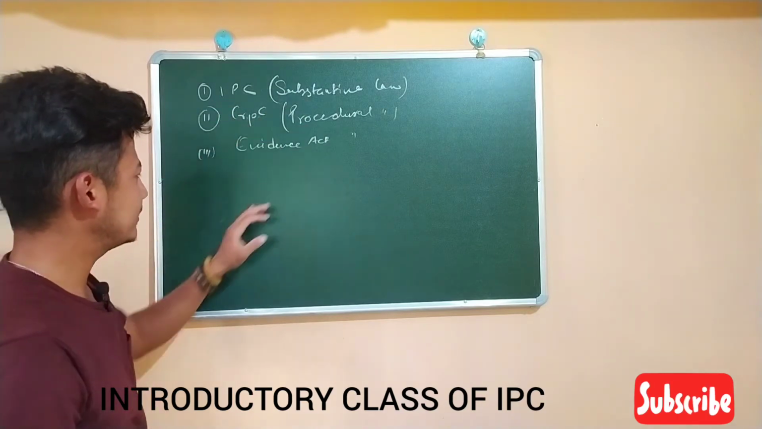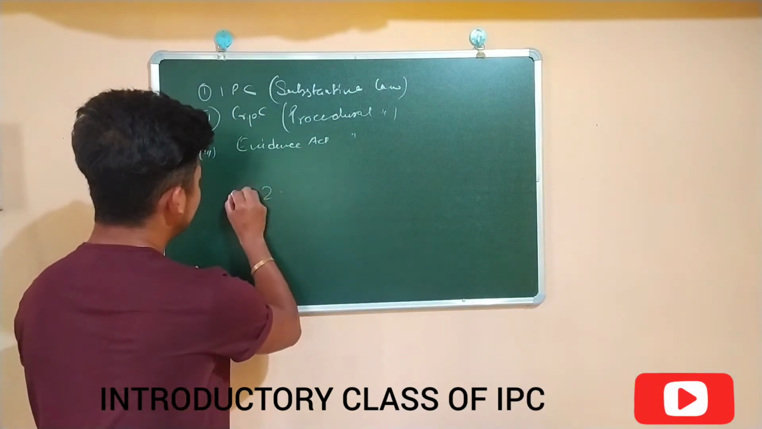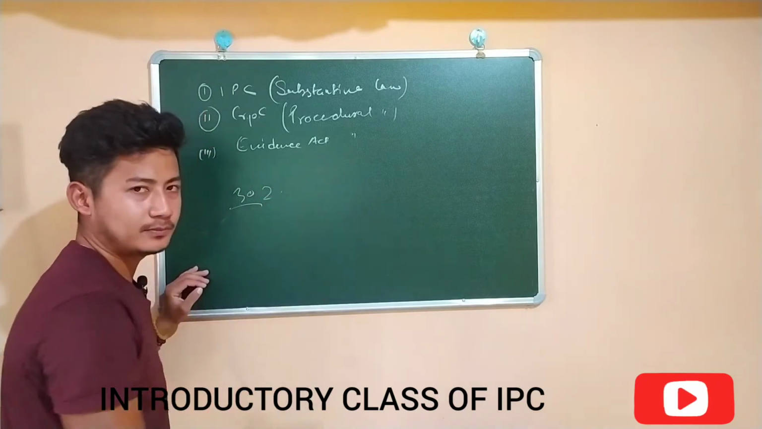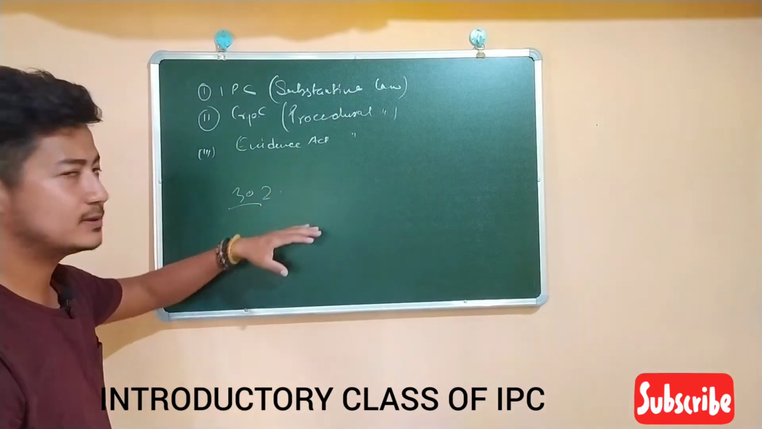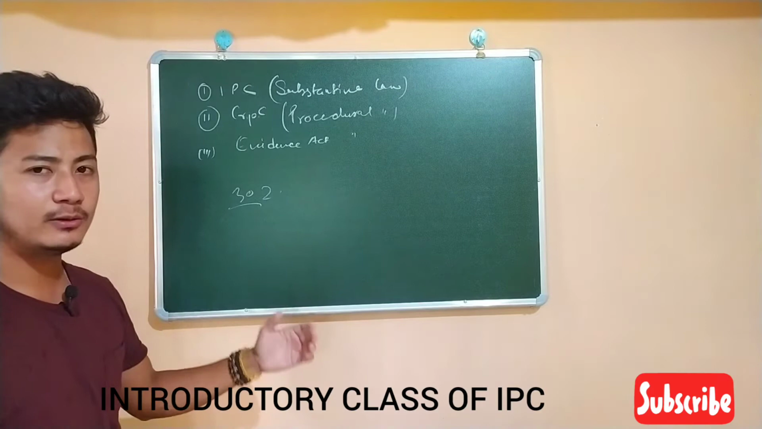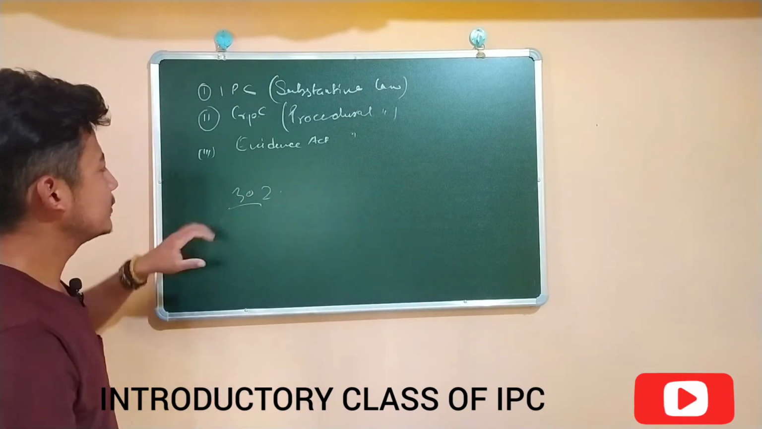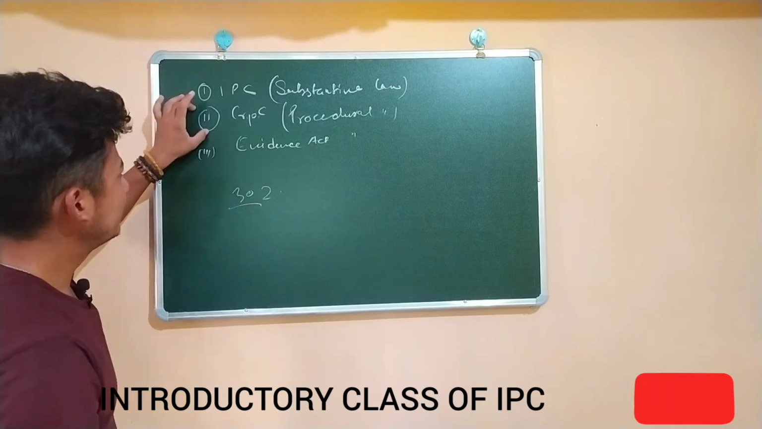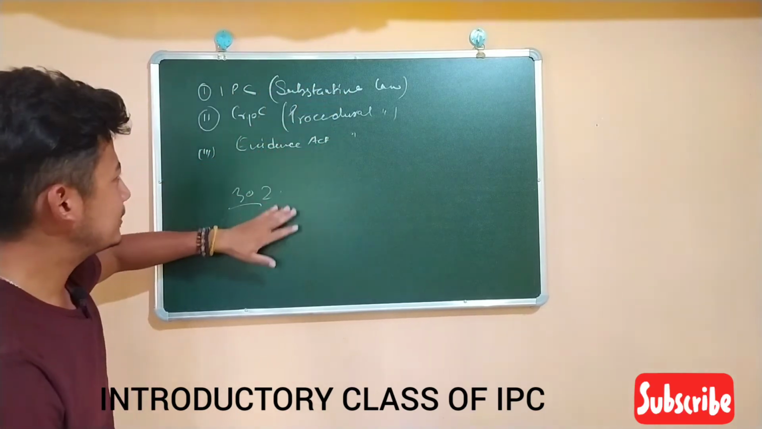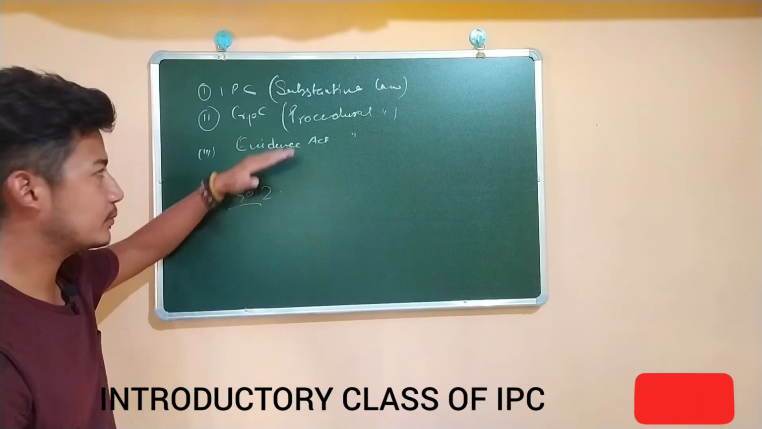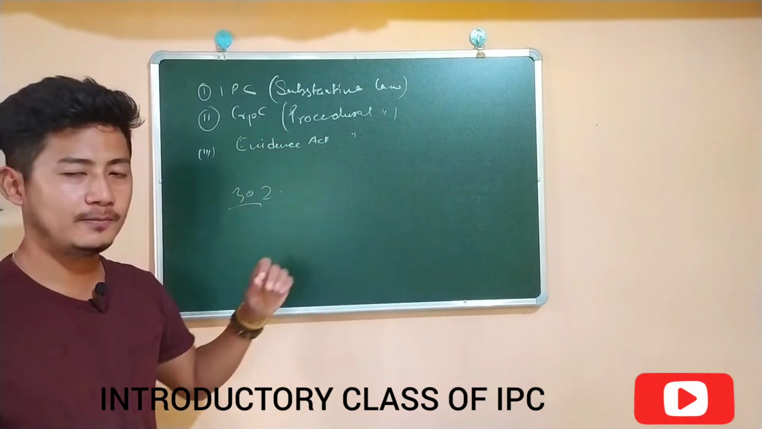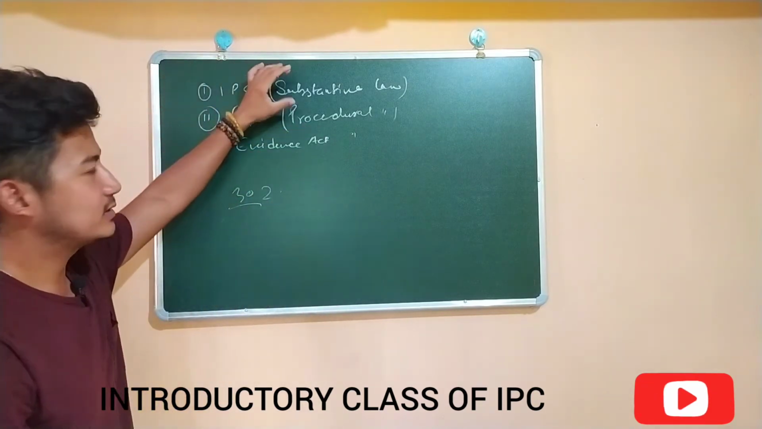Suppose Section 302 defines murder and gives the punishment. How it should be done, what the procedure should be, by which procedure the person should be convicted, those kinds of procedures are given under the CRPC. That's why the CRPC is procedural law. It gives the procedure for the enforcement of substantive law.